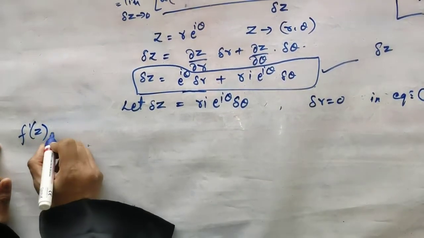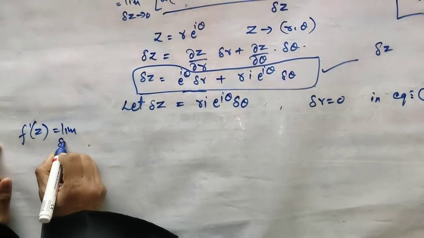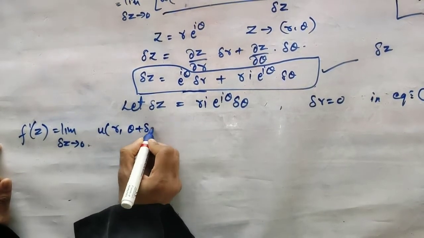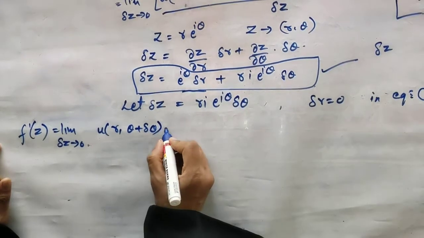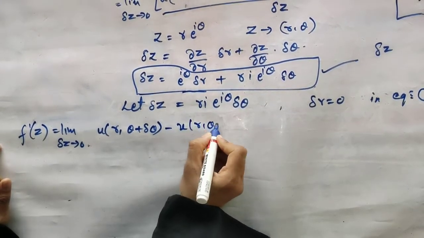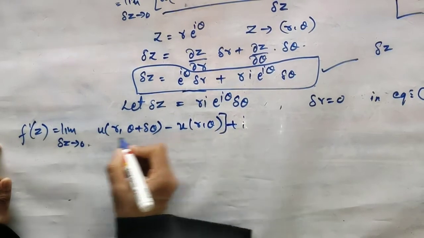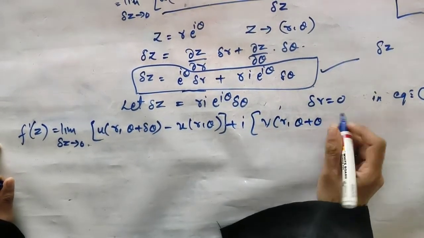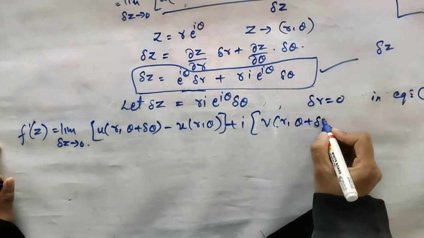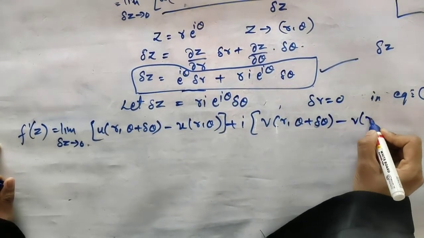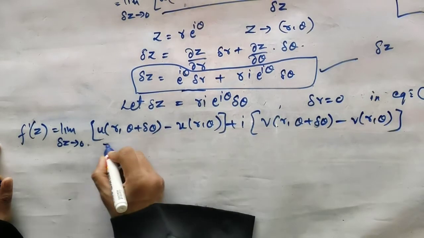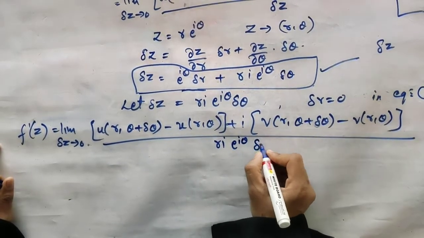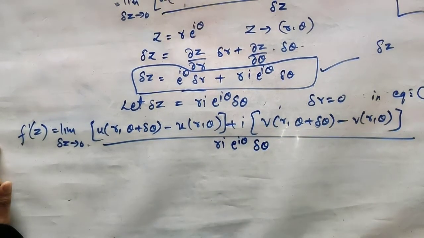So f dash of z will be the limit as delta z tending to 0 of u of r comma theta plus delta theta, this time delta r is 0, so no need to write it, plus I into the real part, V of r comma theta plus delta theta minus V of r theta, divided by r into I e to power I theta delta theta. In place of delta z, I am replacing it that way.